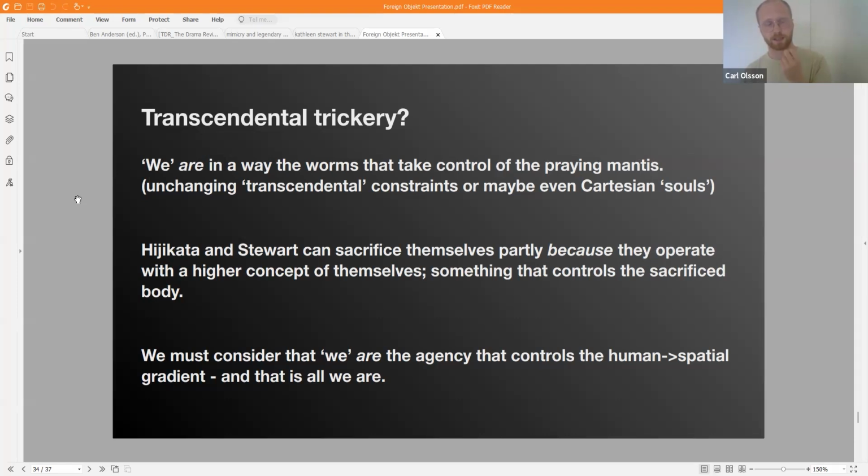So for instance, here Hijikata and Stewart can sacrifice themselves partly because, not in spite, but literally because they operate with a higher concept of themselves. They have some kind of remainder, they keep something of themselves and don't really enter into the surrounding environment. Something that controls the sacrificed body, like the worm does with the mantis. So we must consider perhaps that we are the agency that controls the human spatial gradient, and that is all that we are.